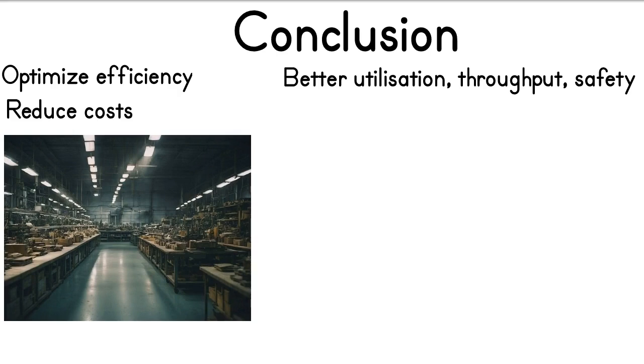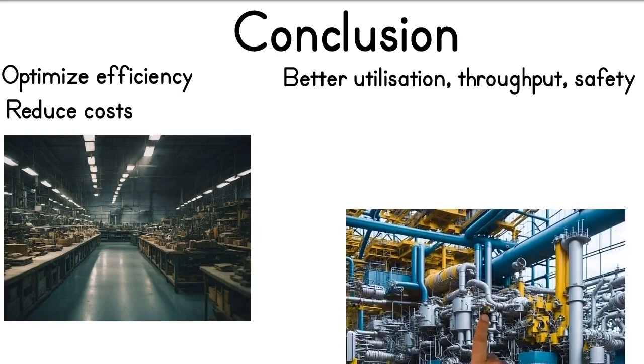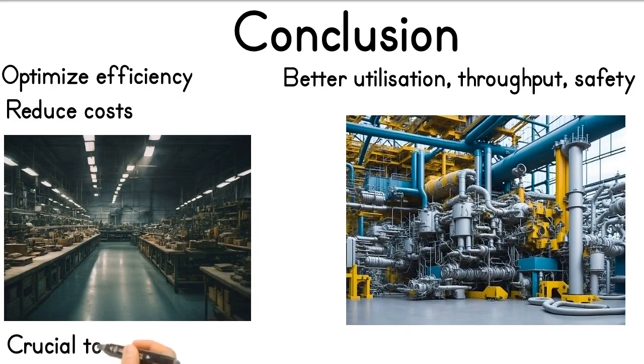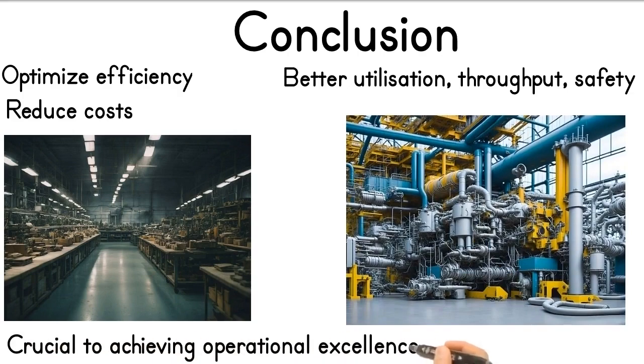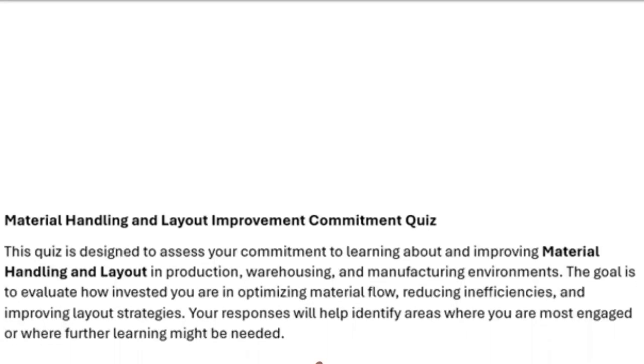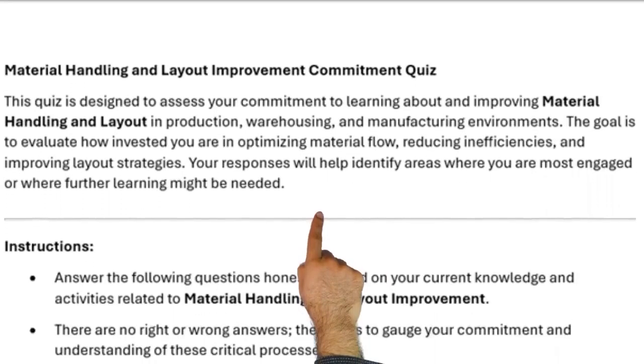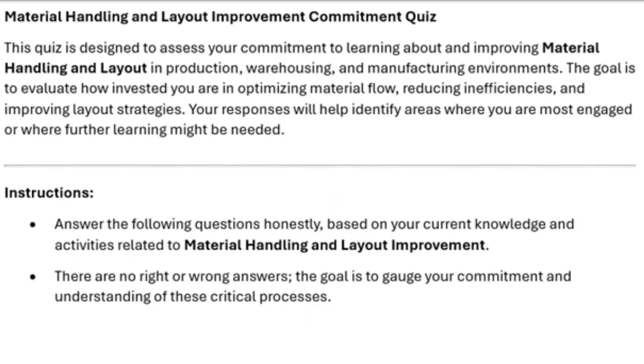Whether through automation, more effective use of space, or streamlined workflows, material handling and layout improvements are crucial to achieving operational excellence. Use this quiz to assess your commitment to learning about and improving material handling and layout in production, warehousing, and manufacturing environments. The goal is to evaluate how invested you are in optimizing material flow, reducing inefficiencies, and improving layout strategies.